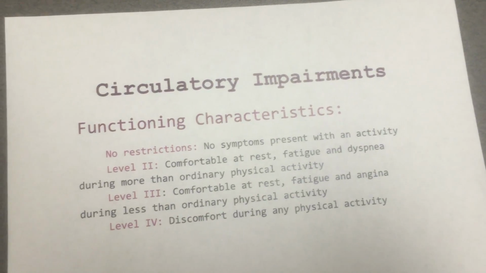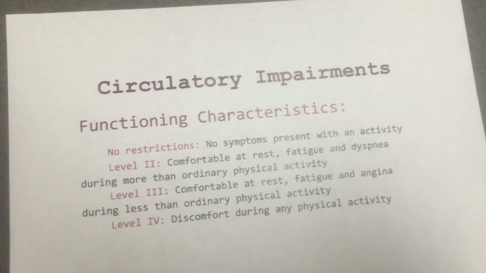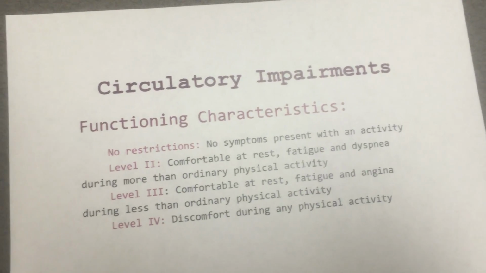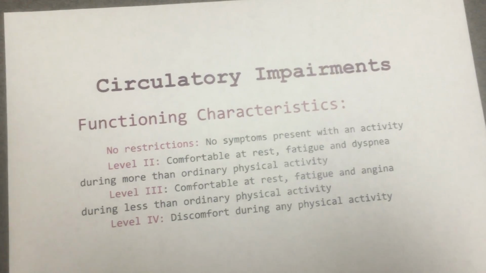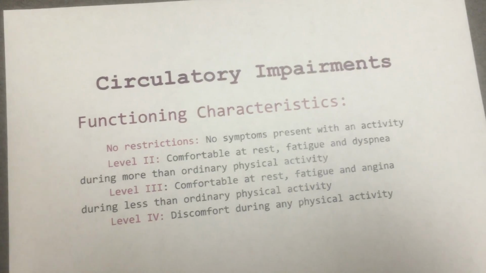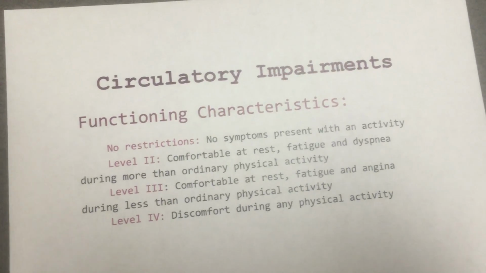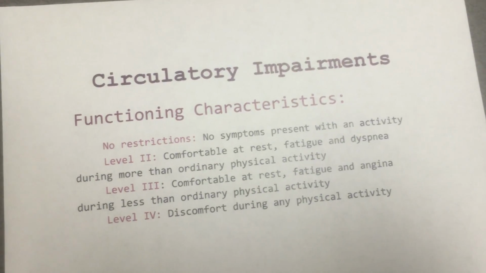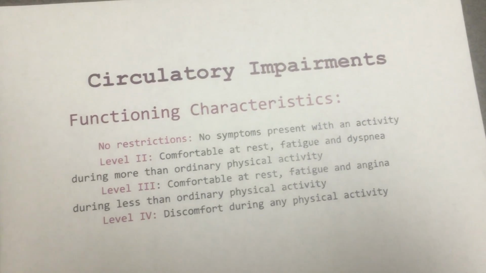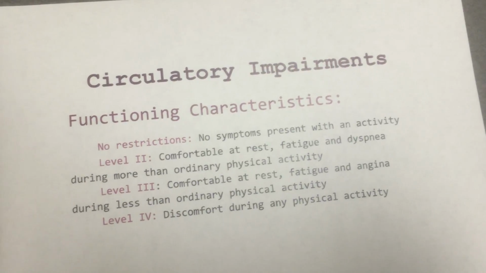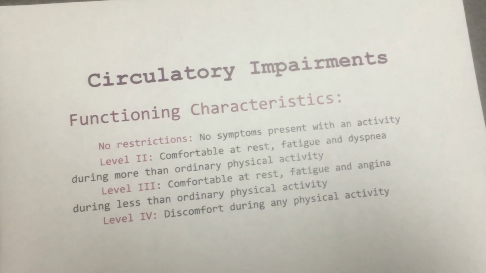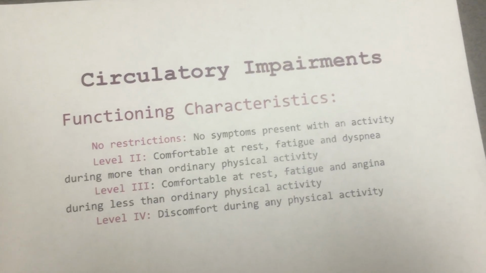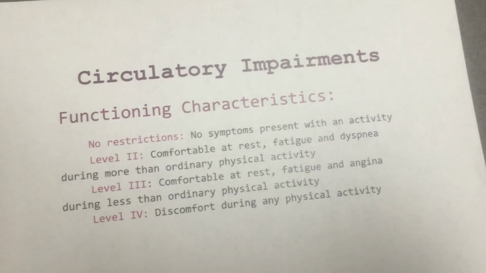So first we have circulatory impairments. As you can see, some of the functioning characteristics are similar throughout the various levels of functionality. There's the first level, which has no symptoms present with any physical activity. Levels 2 and 3 are fairly similar with comfort at rest, but then as they do more or less activity, there are signs of fatigue or pain. And level 4 is when there's discomfort during any sort of physical activity.